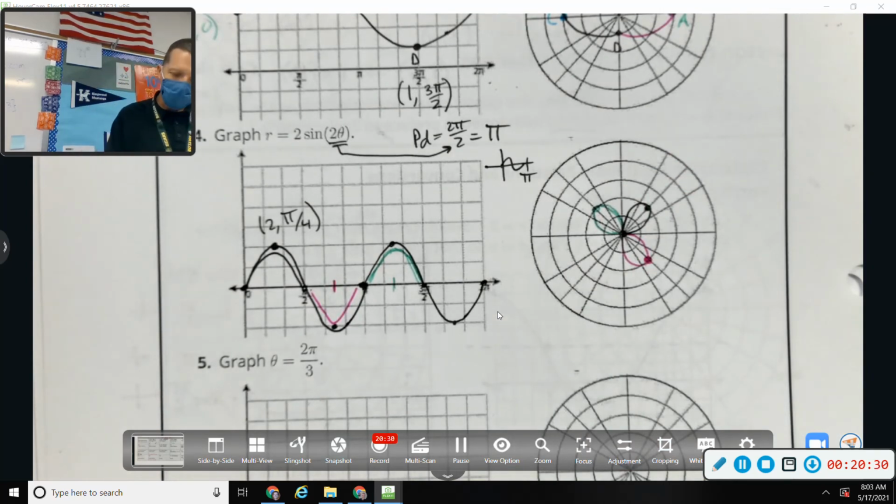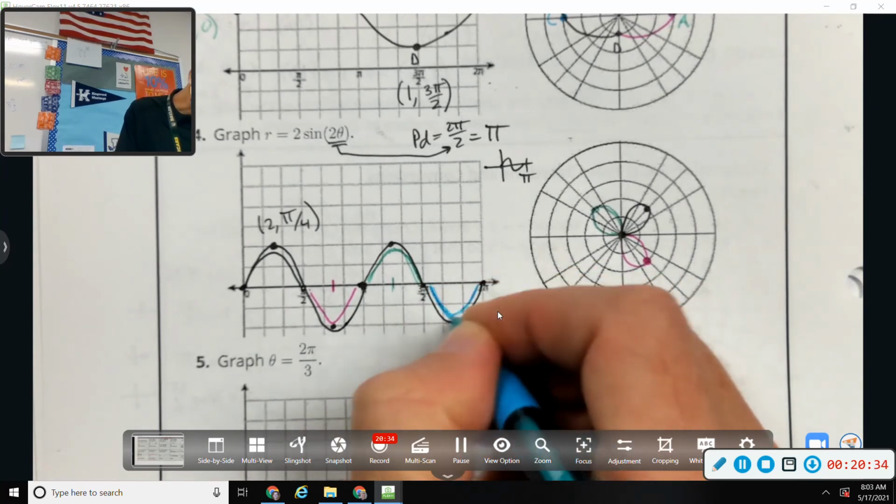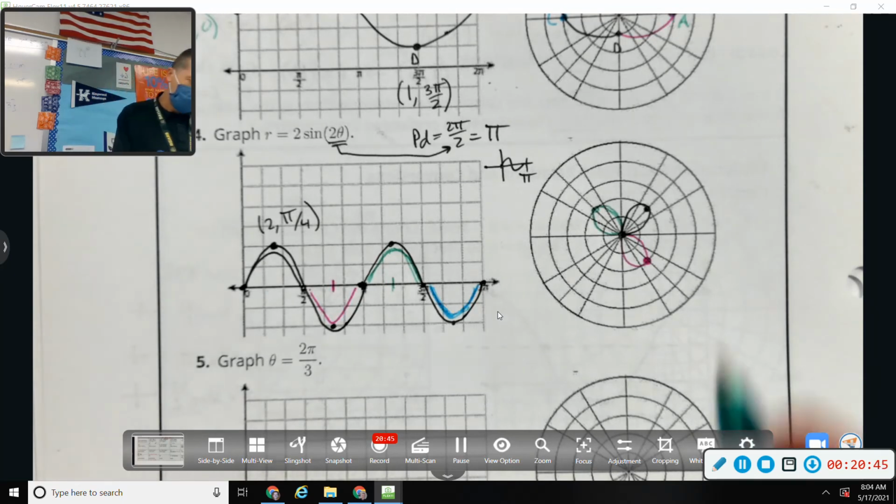And then, let's see, what color's left? Blue. And then, you probably don't even have to go point by point on that last one. What quadrant is the last petal going to be in? The third. It's got to be. It's the only way it makes sense.